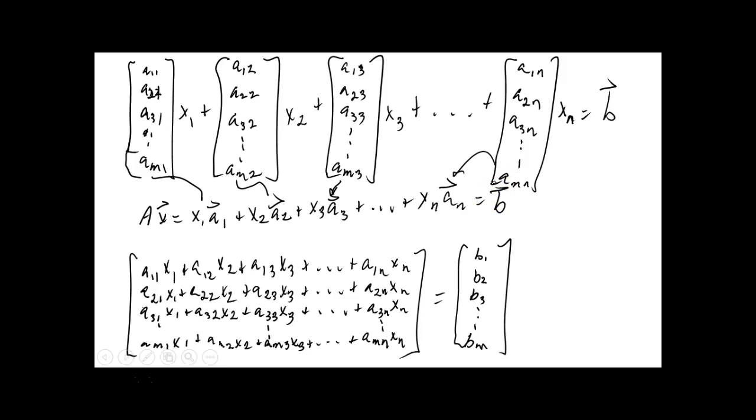And sure enough, this is an m by n times an n by 1, which gives you an m by 1. This is a number times an m by 1, that gives you an m by 1 plus an m by 1 plus an m by 1. All that gives you an m by 1. Okay? And that's another way to do it.